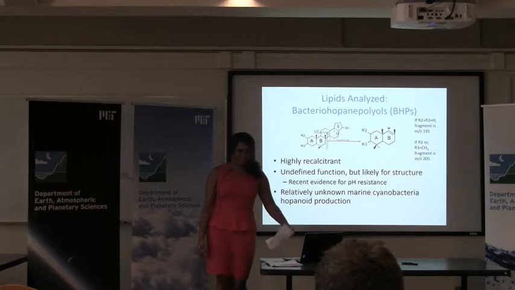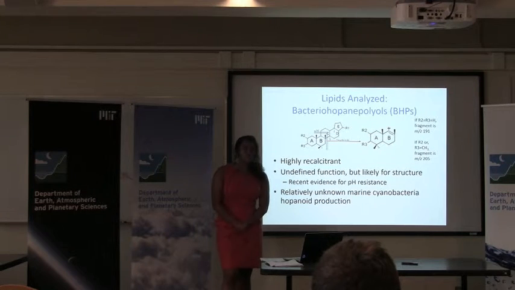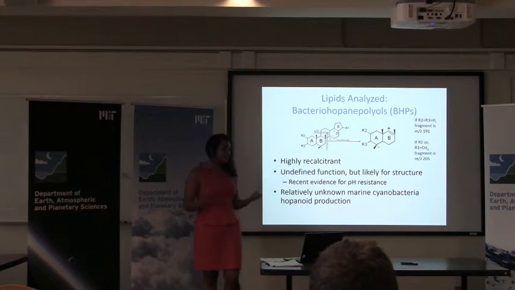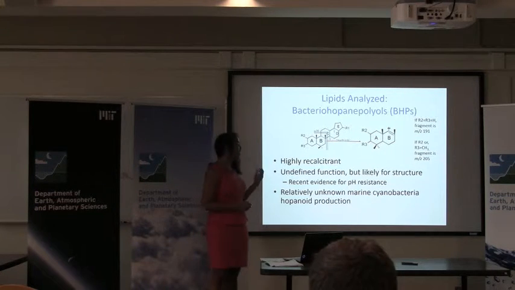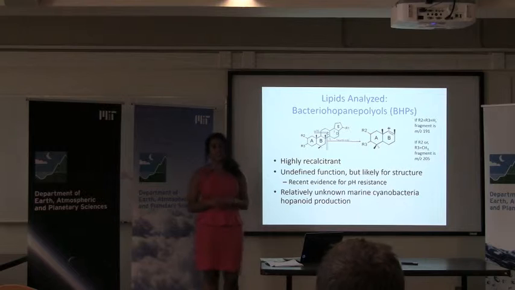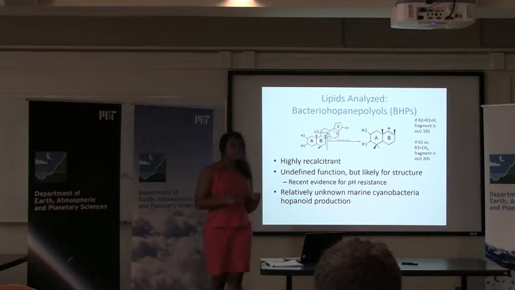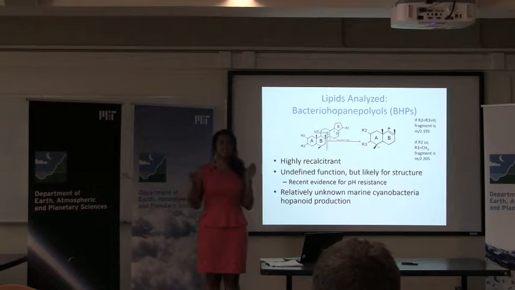And we're on our last lipid. The last one that I analyzed was the bacteriohopanepolyols, and these are the ones that are highly recalcitrant, so they can be seen very far into the rock record. They have an undefined function, but they're likely for structure. They have really specific side chains, and these specific complex side chains lead to rigidity within them.